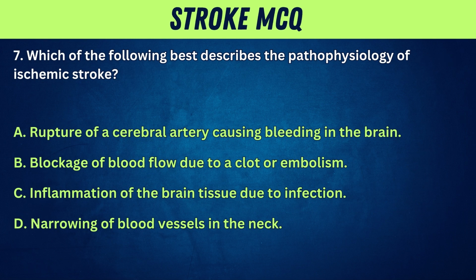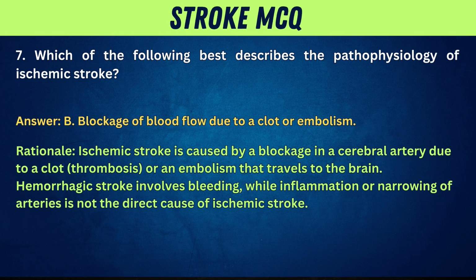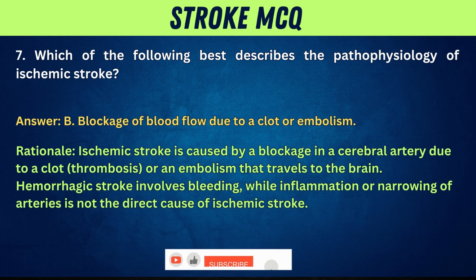7. Which of the following best describes the pathophysiology of ischemic stroke? A. Rupture of a cerebral artery causing bleeding in the brain. B. Blockage of blood flow due to a clot or embolism. C. Inflammation of the brain tissue due to infection. D. Narrowing of blood vessels in the neck. Answer: B. Blockage of blood flow due to a clot or embolism. Rationale: ischemic stroke is caused by a blockage in a cerebral artery due to a clot, thrombosis, or an embolism that travels to the brain. Hemorrhagic stroke involves bleeding, while inflammation or narrowing of arteries is not the direct cause of ischemic stroke.